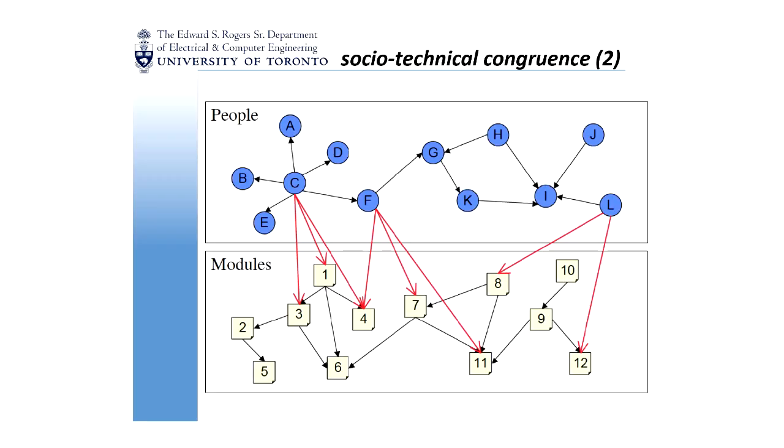This leads us to the concept of socio-technical congruence. We can visualize this by looking at a map of people and a map of modules. By tracing the relationships between specific developers and the modules they work on, we can identify whether the social structure supports the technical requirements. If developer C is working on modules 1, 3, and 4, their communication with developers F and L must align with the dependencies between those modules.